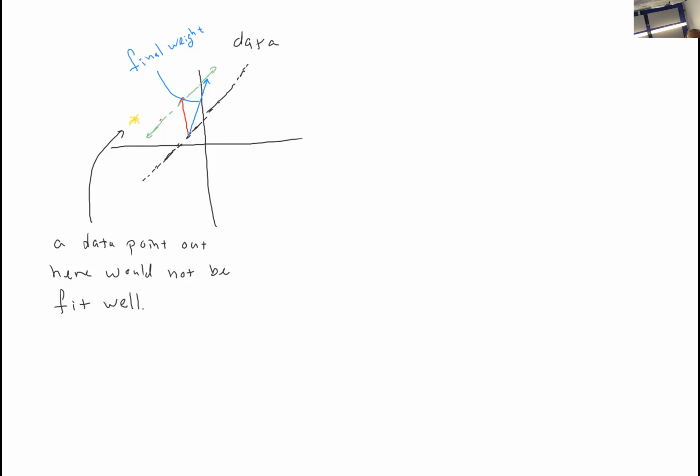However, the data doesn't live out here. All the data lives along the line. All data, including new data, or including unseen data, lives along this line.